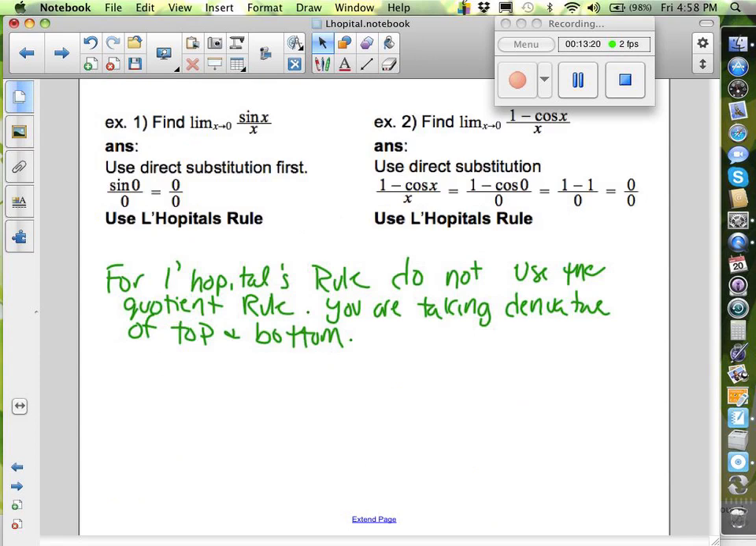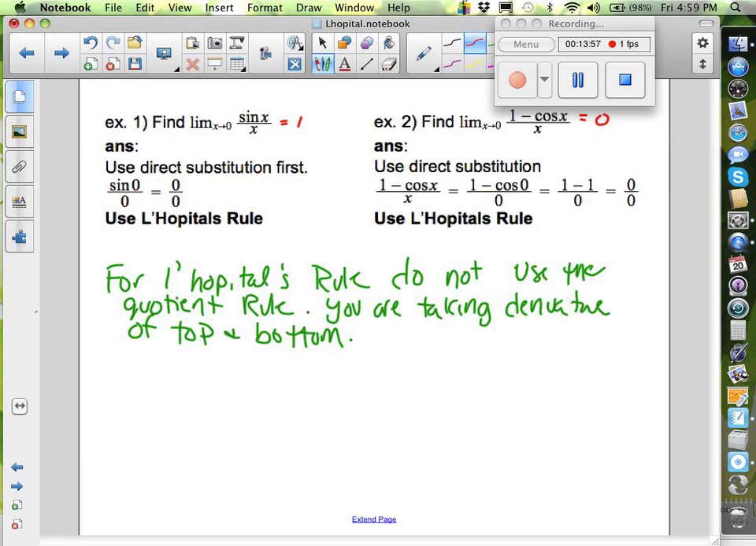Here we have two trig functions, and we've learned that the limit as x approaches 0 of sine x over x is just 1. And the limit as x approaches 0 of 1 minus cosine x over x is 0. And now we're going to learn why using L'Hopital's rule. One little important side note is when you're using L'Hopital's rule, this is not the quotient rule. You're evaluating a limit by taking the derivative of the top and bottom. Okay? It's just another way to find a limit when you've got an indeterminate form.